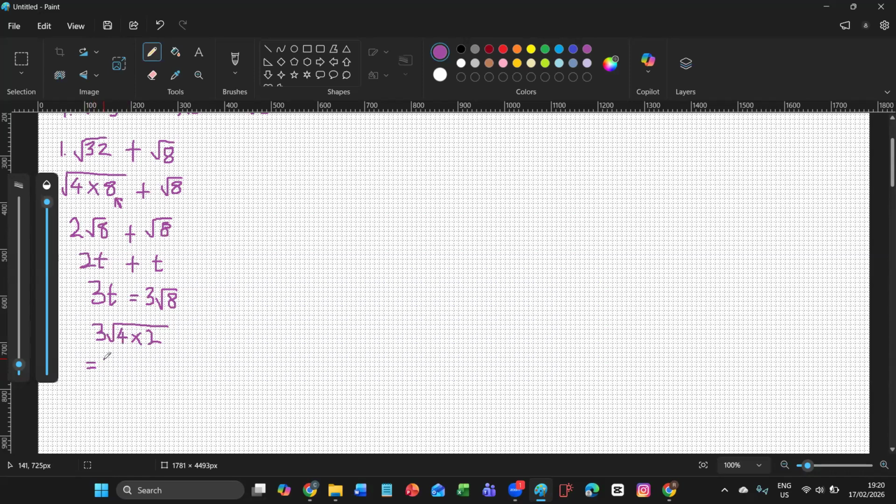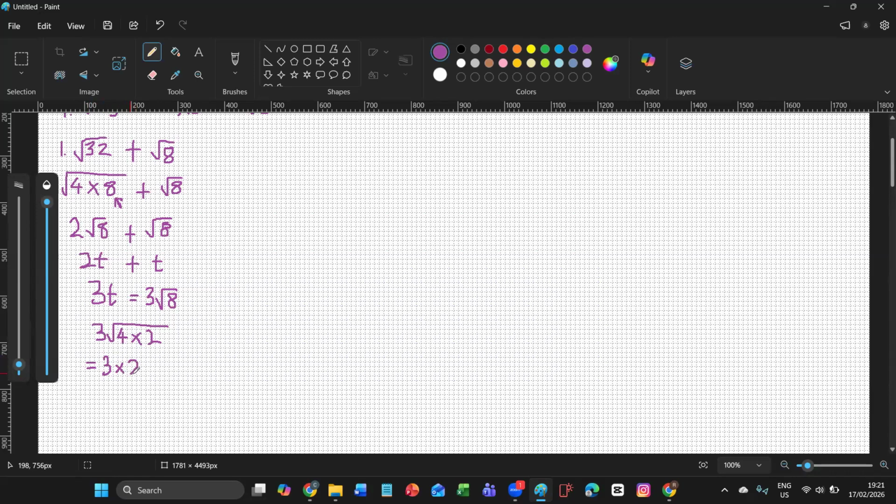So what do you think will happen next? 3 root 8. You multiply the 4 times 2, which is 8. Okay, what I should do is make the square root of 4, I can leave it as 2, right?